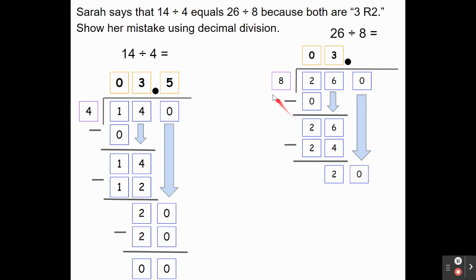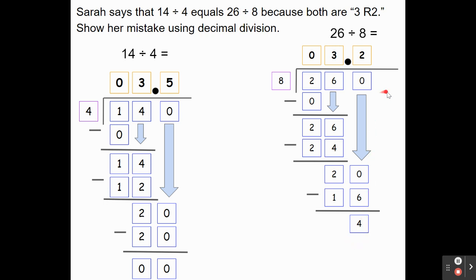Let's see, what can we multiply by 8 to get closest to 20 without going over? That would be 2 tenths. 2 times 8 gets us 16. So when we subtract, we have 20 tenths. We're sharing 16 of them. We have 4 tenths left over. Oh, we still have a remainder here.